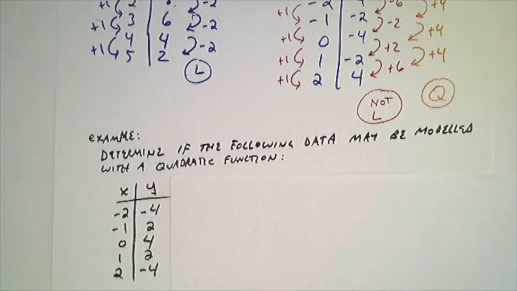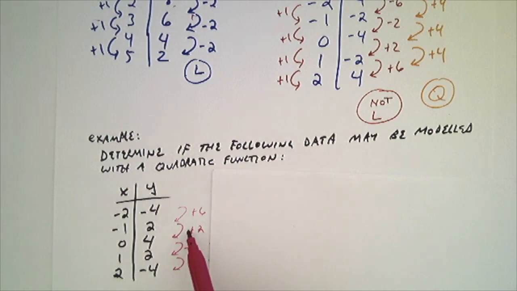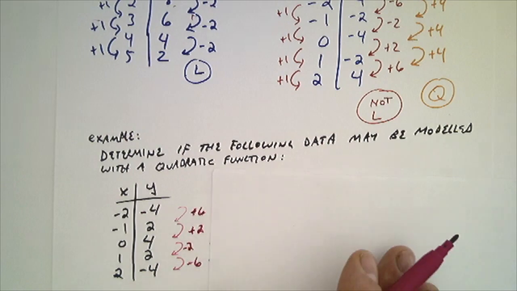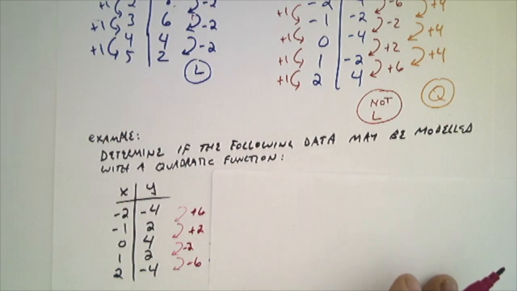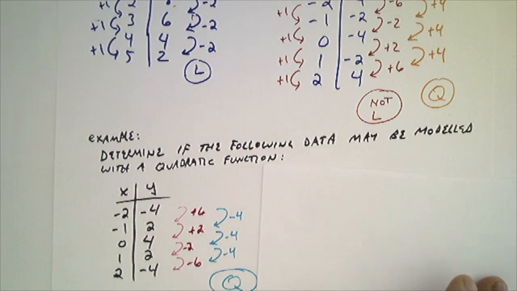So what did you find? The difference is positive 6, positive 2, then drop in 2, and then drop in 6. That's not linear. Is it quadratic? We have to look at the difference of the difference. So from 6 to 2, it drops 4. From 2 to negative 2, it drops 4, and also negative 4. So that is quadratic.